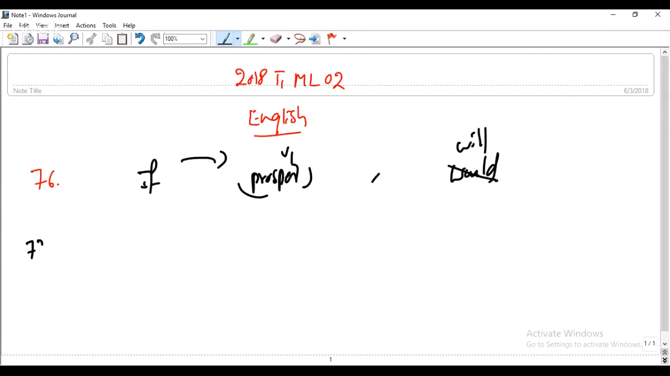Now, question number 77. The long distance train which met with an accident was carrying some army personnel. See, basically, we meet people personally. Now, here army personnel is wrong. It should be army personnel, not army personnel. Personnel is wrong. It should be personnel.